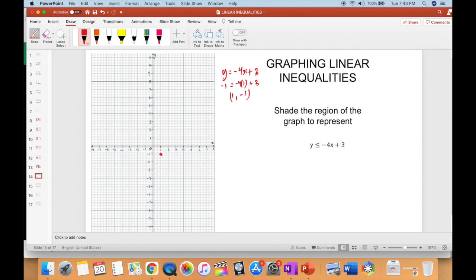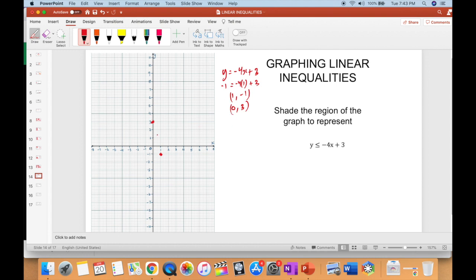Obviously, when x is 0, y will be 3, because this will totally cancel off, so y will just end up being 3. So when x is 0, y is 3. That is the next point there.